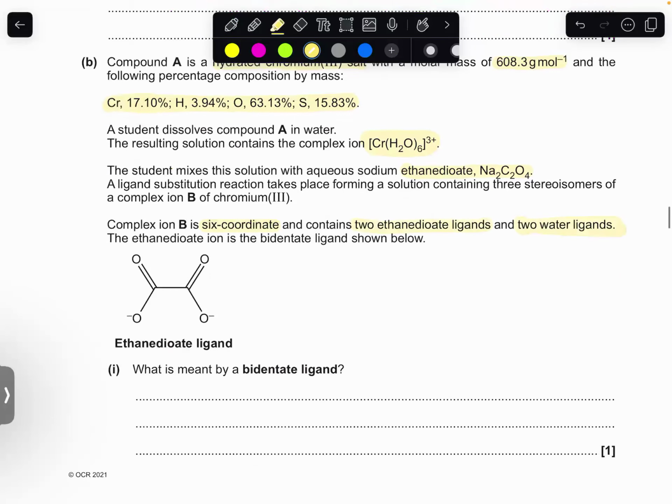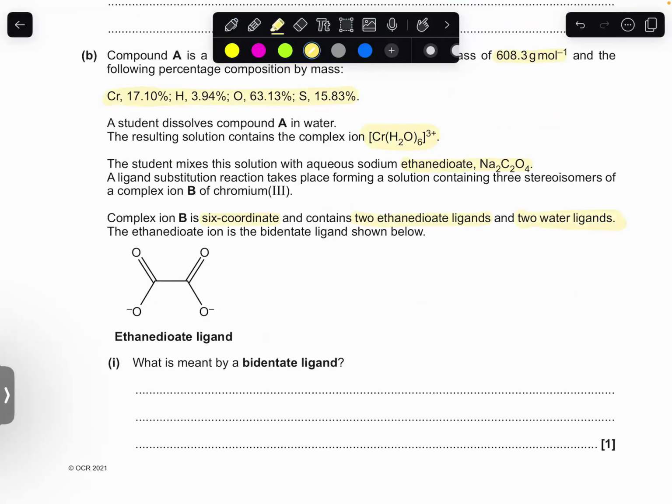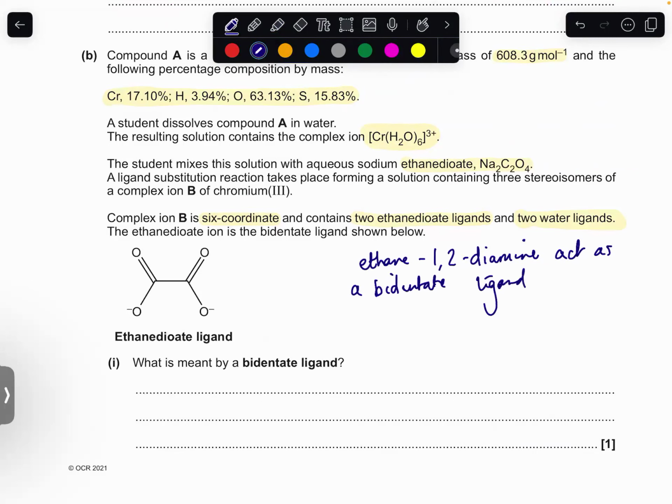Now it says here, what is meant by a bidentate ligand? Before I even answer this, in the previous year paper, this is 2021, so the year after, the examiners asked: why does ethane-1,2-diamine act as a bidentate ligand?